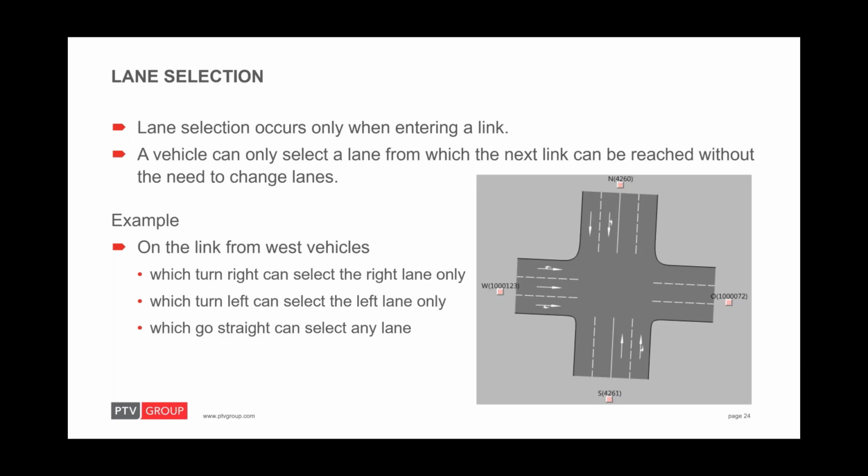Let's take a look at this example with this diagram. If you look at the approach on the west, the vehicles which turn right can select only the right lane. The vehicles that turn left can select only the left lane. And vehicles that want to go straight, since all of the lanes are allocated to the through movement, can select any lane from the upstream link. So this is the general way of the lane selection model in the simulation-based assignment. Within a certain link, lane changes don't occur with this event-based model.